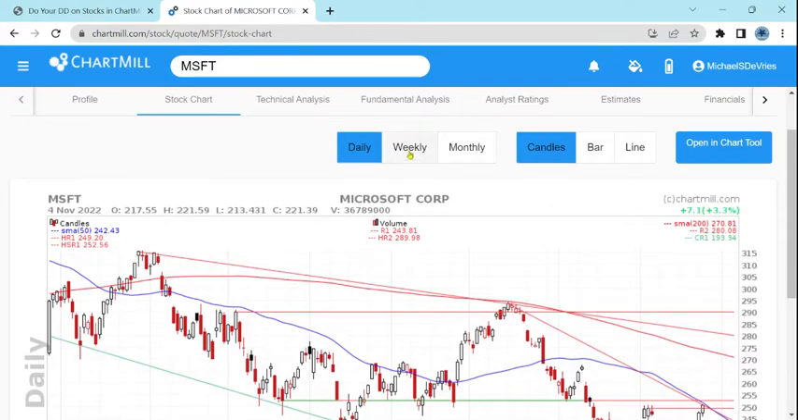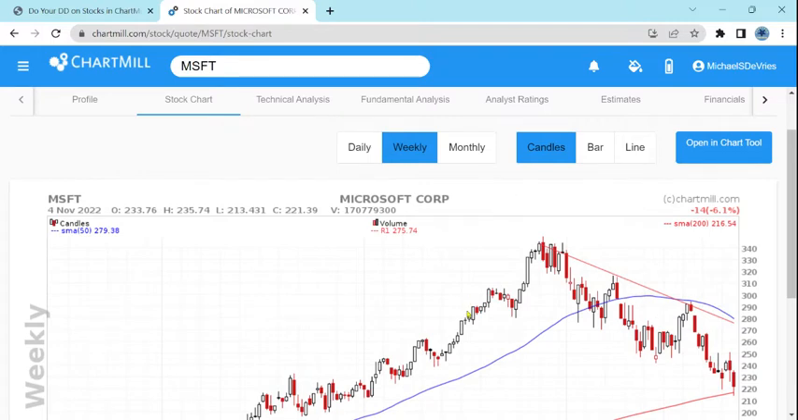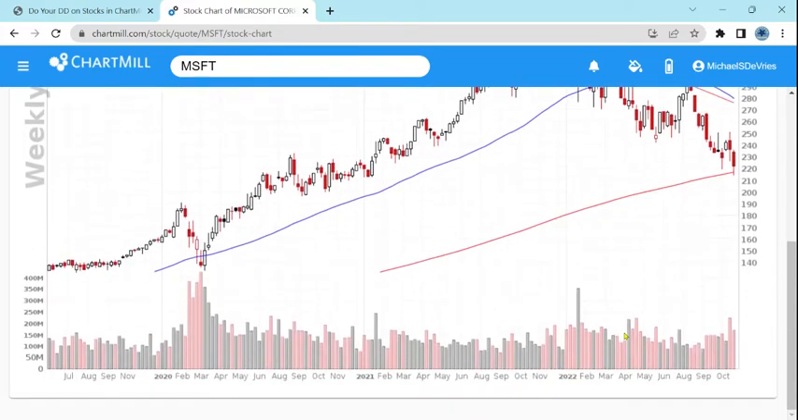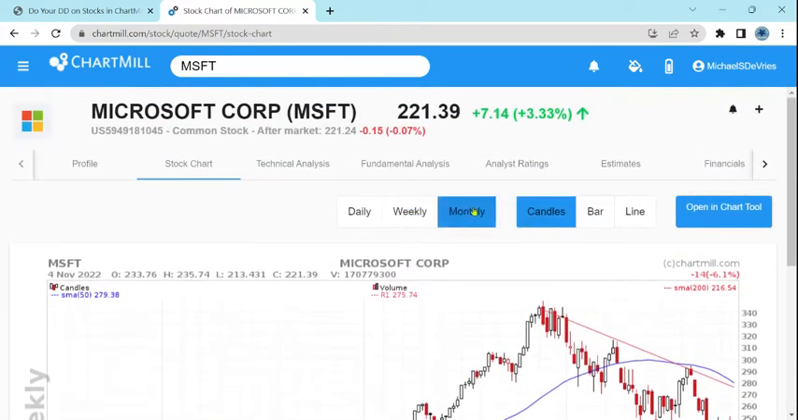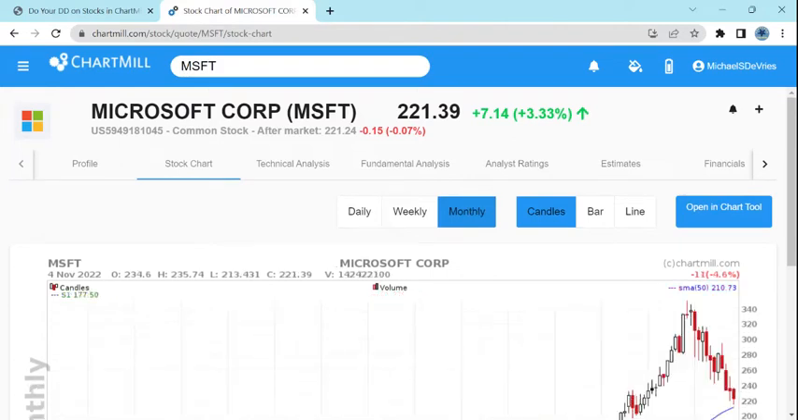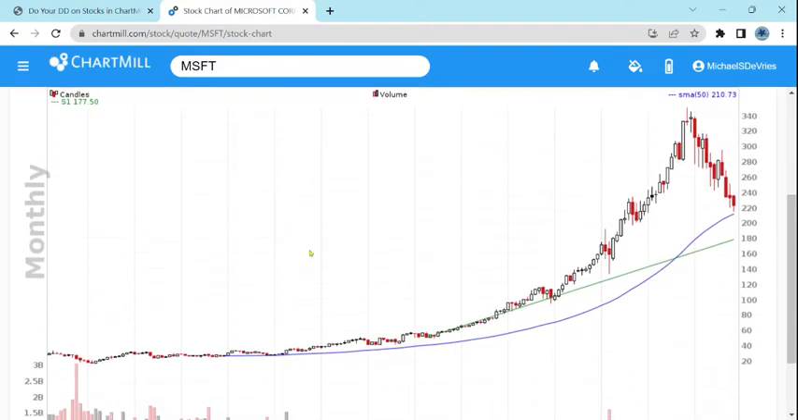Again, we have the ability to zoom this out to a weekly chart. And again, we can see a 50 period, 50 week in this case, moving average, the current trend lines, quick and easy, the volume, support and resistance levels, current trend. And we can zoom further out to a monthly chart and again see a longer term trend, longer term trend lines, support and resistance levels, etc.